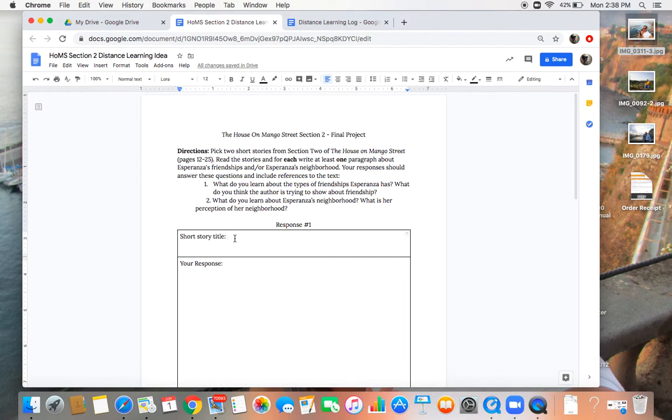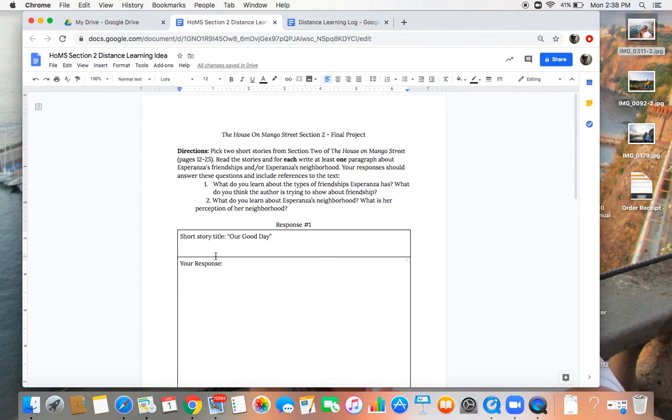So one of the short stories is titled "Our Good Day," from section 2. You would put that short story in quotation marks. You have to make sure you include the title because I won't know what short story you're talking about. I won't know what to reference. So please include that here, and then you're going to start typing your response.